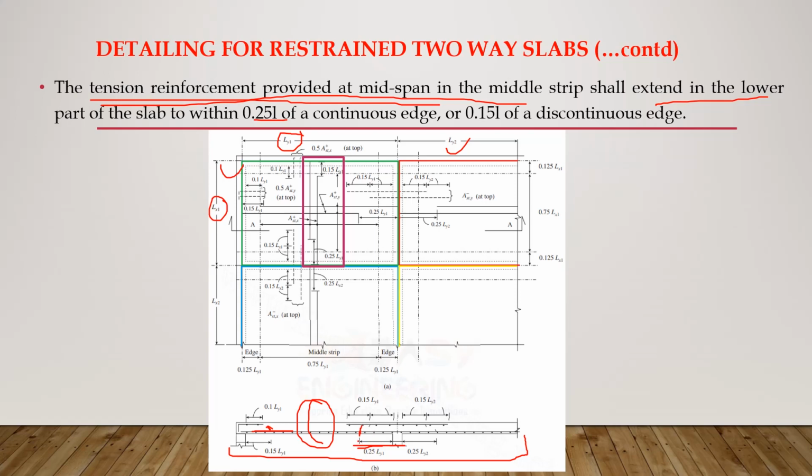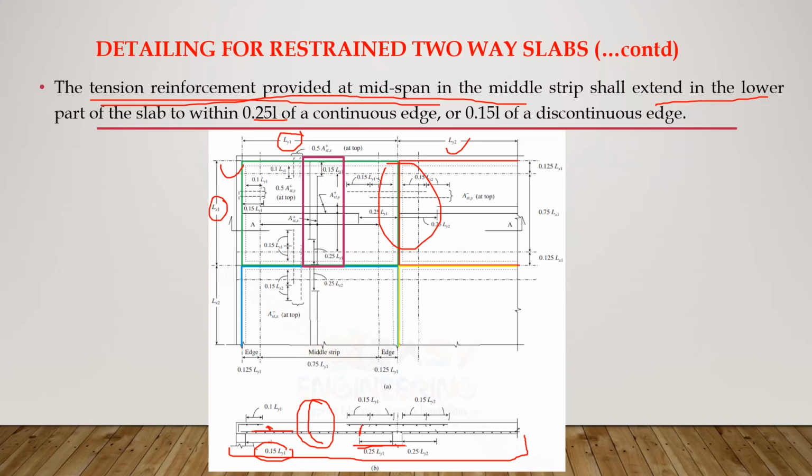So in this continuous edge, our rebars or our bars in the bottom are extended up to 0.25 times the length of this longer side, whereas in the discontinuous edge or the free edge it is extended up to 0.15 times L1. So the tension is still calculated for the positive design moments.